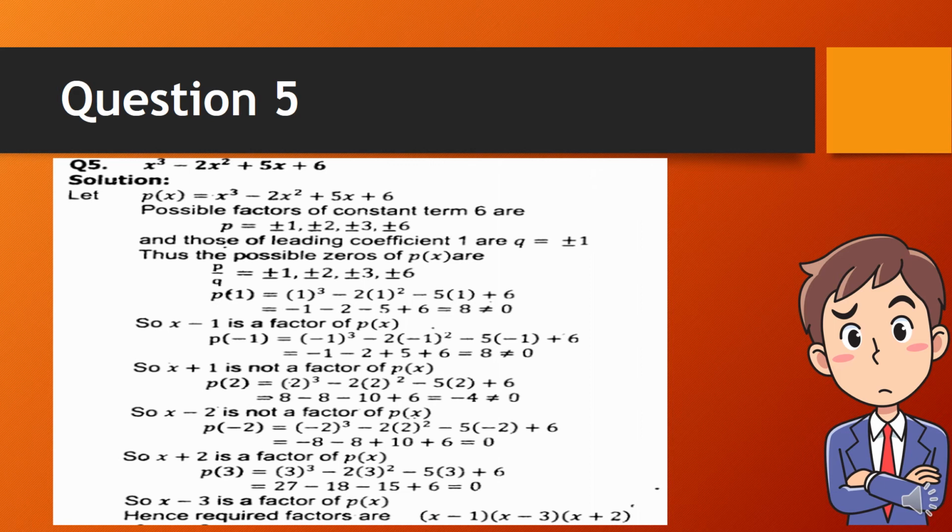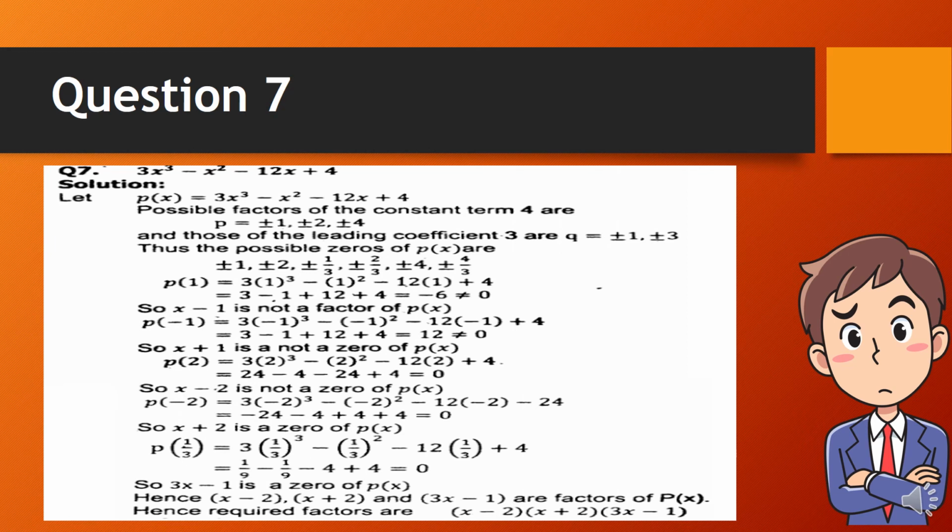So it is quite understood that if the number replaced instead of x gives you 0, then you can write that the given number will be the factor. Otherwise you can say that it is not the factor of the given polynomial. So we have got the required factors that are x minus 1, x minus 3 and x plus 2.